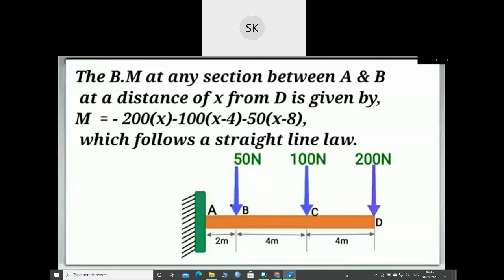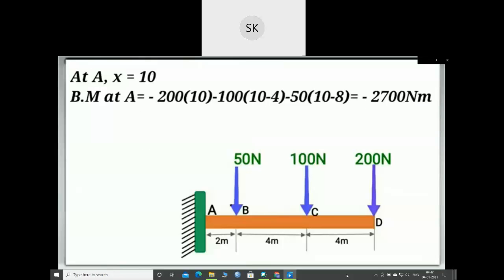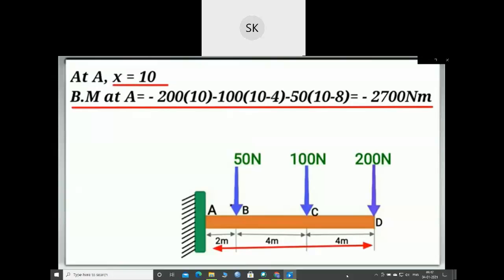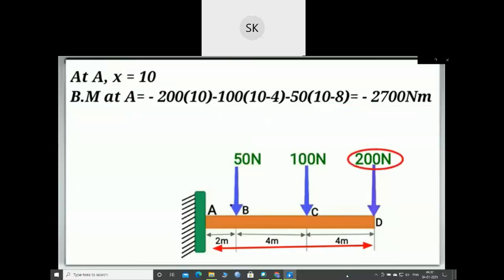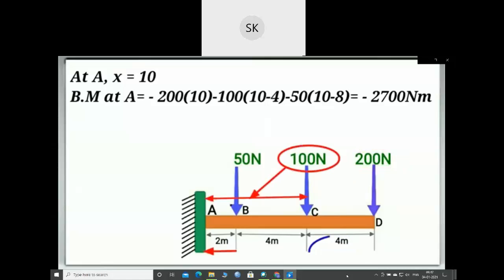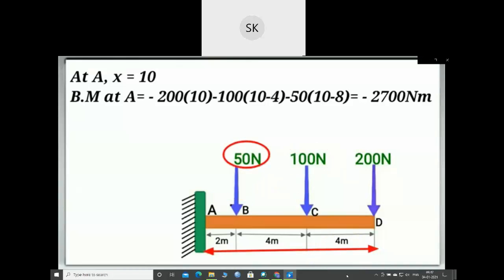And hence it follows a straight line law, which clearly indicates that the bending moment diagram between A and B will be a straight line. At point A, x will be 10. So on substituting the value of x in this equation, we will get the value of bending moment at point A, which will be equal to minus times 200 into 10 minus 100 into this distance, which will be 10 minus 4, minus 50 into this distance, which will be 10 minus 8. So we will get in total minus 2700 Newton meter.